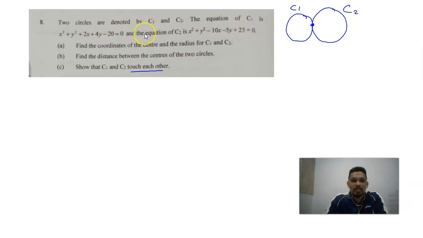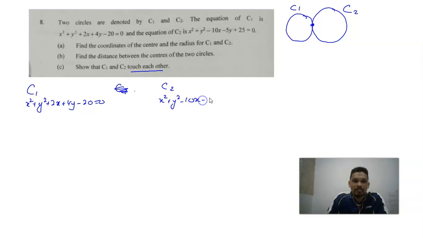Okay, the C1 and the C2 here. Find the coordinates of the center and radius of C1 and C2. C1 is x squared plus y squared plus 2x plus 4y minus 20 equals 0. And then C2 here: x squared plus y squared minus 10x minus 5y plus 25 equals 0.